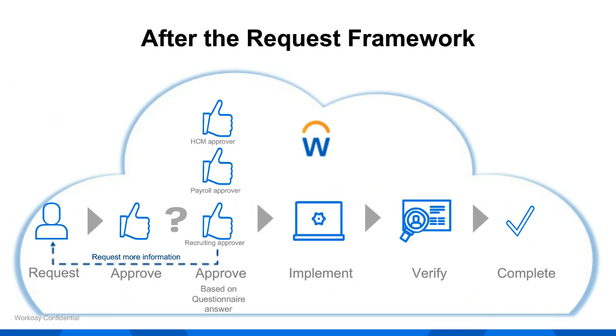So after the request framework, our full process end-to-end is completed in Workday. In our process, the requester submits a request with a questionnaire, and then the request is sent to multiple approvers. And in this example, there's a routing decision, which is after the question, that is based on the questionnaire answer. At any point in the approval chain, the request can also be sent back to the requester for more information. And then after all the approvals are complete, the change is implemented and verified within Workday.